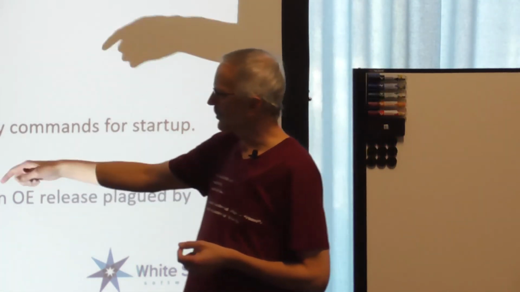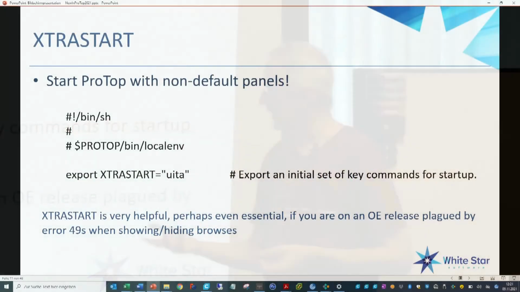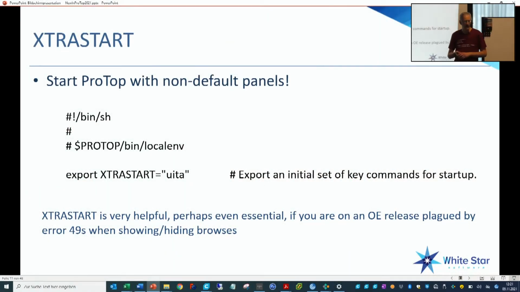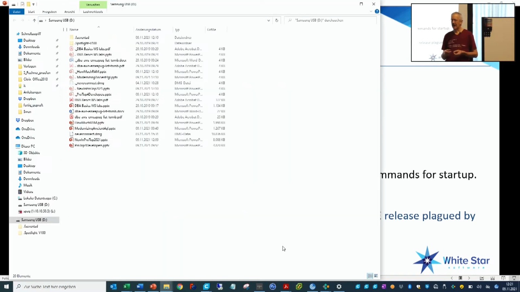So the first thing you do is you dismiss the ones you don't want, and then you bring in the ones that you do want. It's also very helpful if you're on an older release of Progress where you sometimes run into an error 49, which is a problem that happens when the screen repaints. It doesn't always happen. Some versions and some platforms are more sensitive than others.